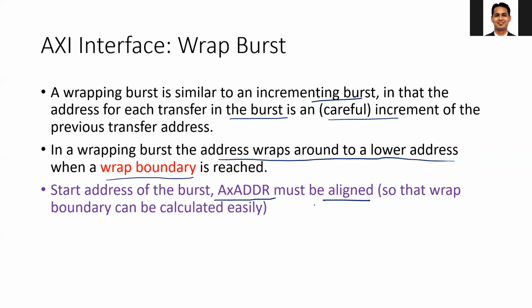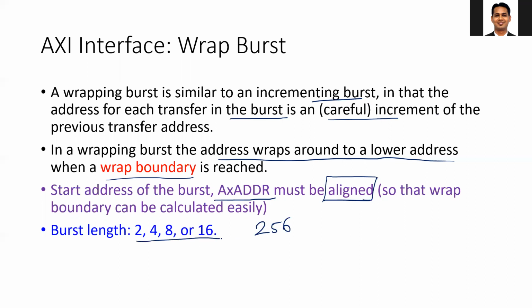In case of the increment, this is not required, but in case of the wrap one, the master makes sure that the start address is aligned. That is compulsory; the master needs to make sure. And in case of the increment, your burst length can go up to 256, but in case of the wrap, the burst length is limited to 4 values. So your burst length can be either 2, 4, 8, or 16. It is a power of 2, and there is a particular reason behind this. We'll discuss it in the next slide.